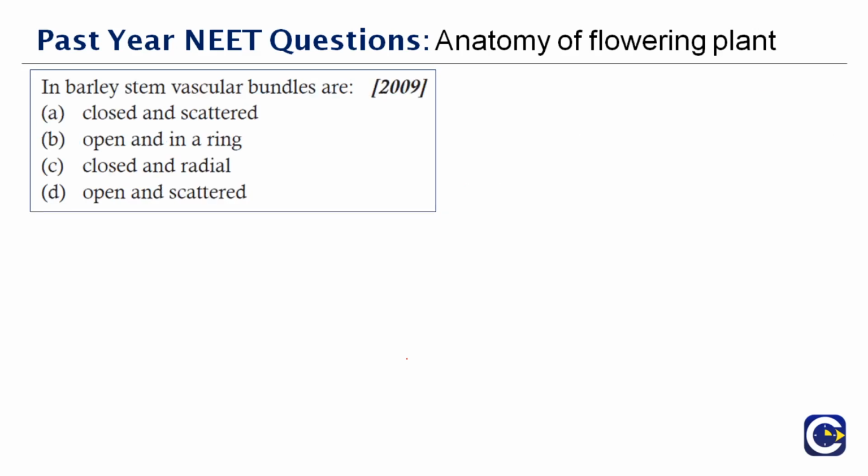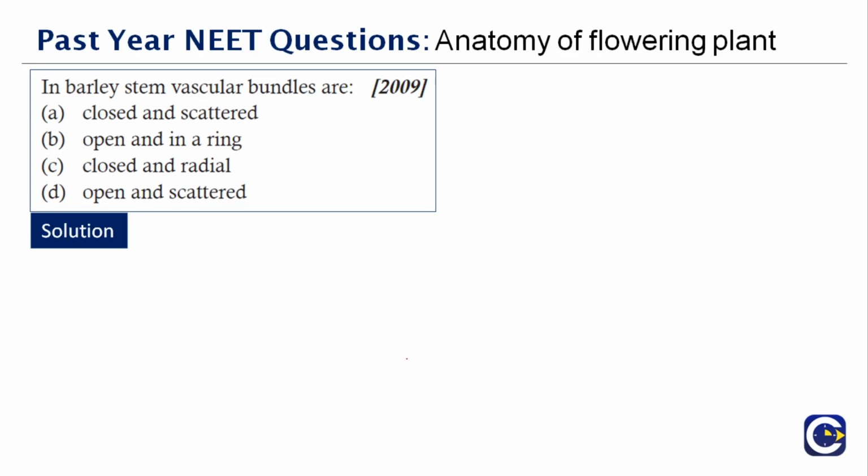Okay, next question here. In barley, stem vascular bundles are dash. This question was asked in the year 2009. Now, I just said what vascular bundles are. They are all conducting tissues. They consist of conducting tissues. They help in the transport system and so many other things that I told you about. And this is an exclusive thing that is found in vascular plants. And when we talk about vascular plants, they are predominantly angiosperms.